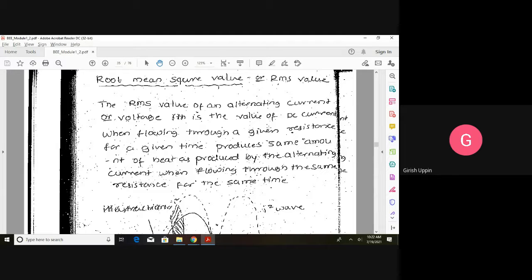Once again, I will repeat. I have a circuit. I apply an alternating voltage for 20 milliseconds. It produces X amount of heat. I choose some DC voltage and apply it to the same circuit for 20 milliseconds. It produces the same amount of heat. Then I will say that DC voltage is the RMS value of this alternating voltage. Okay, that is the meaning.